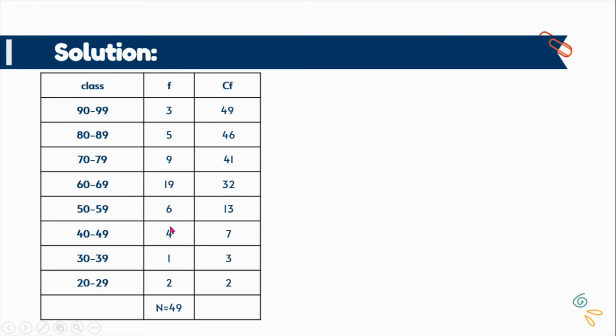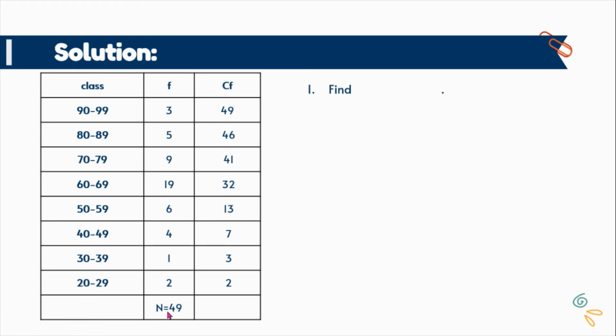3, 3 plus 4, that's 7, 7 plus 6, that's 13 here. So 13 plus 19, that's 32. 32 plus 9, that's 41. 41 plus 5, that's 46. And 46 plus 3, that's 49. Again, the cumulative frequency is a running total of frequency. So here, the total of frequency is 49, or our n is equal to 49.